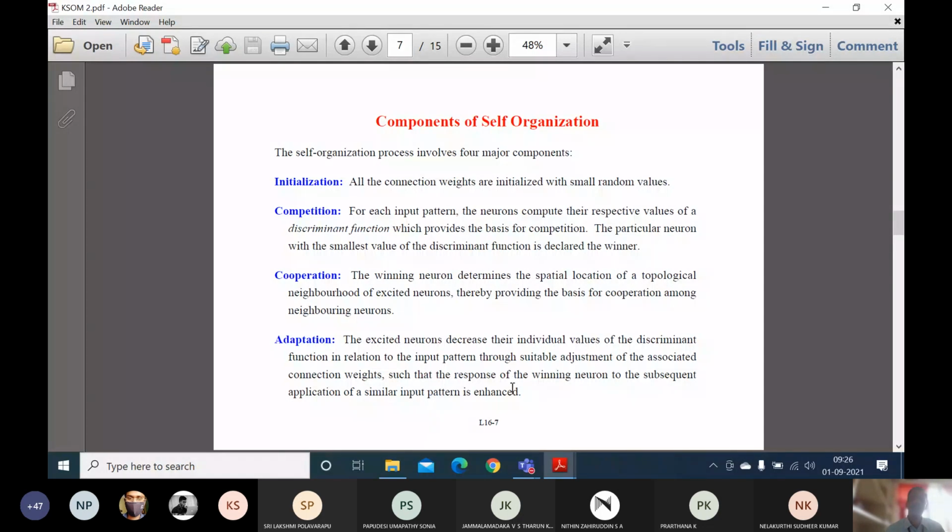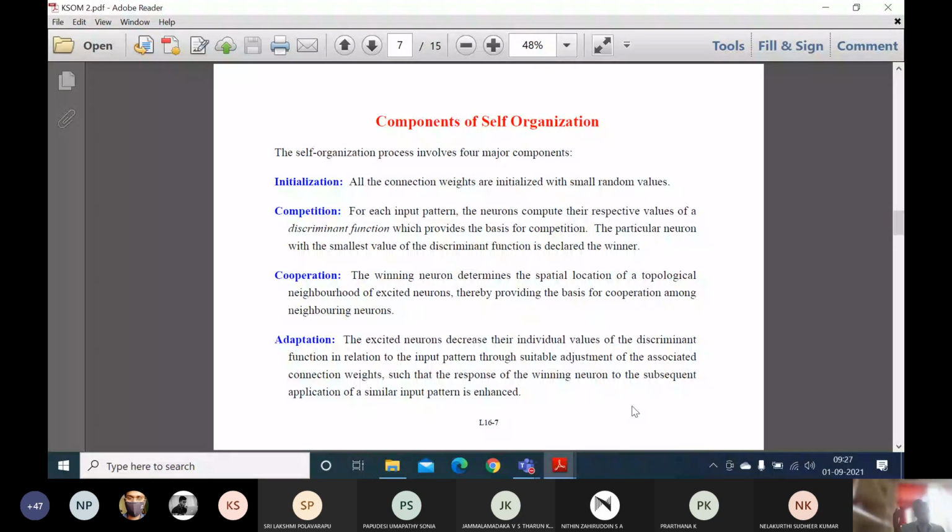So the excited neurons decrease their individual values of the discriminant function in relation to the input pattern through suitable adjustment of the associated connection weights, such that the response of the winning neuron to the subsequent application of a similar input pattern is enhanced. So adaptation is nothing but the excited neurons.